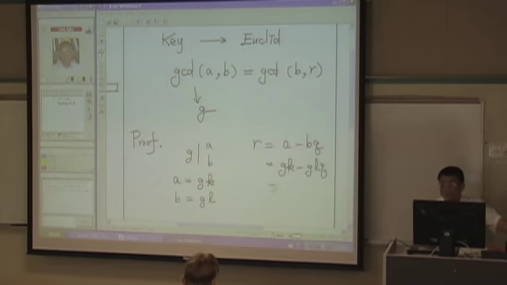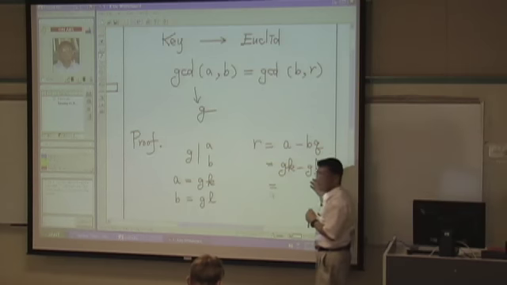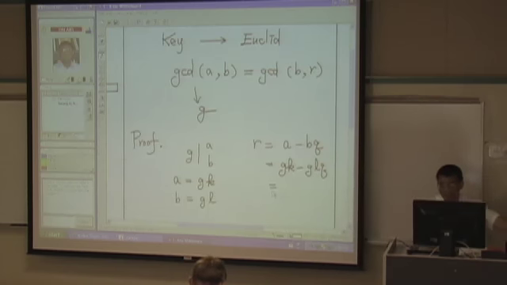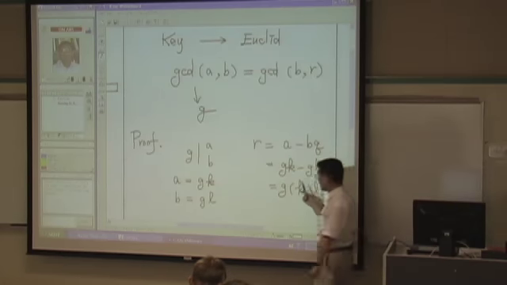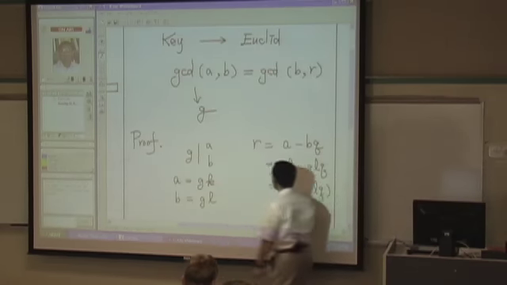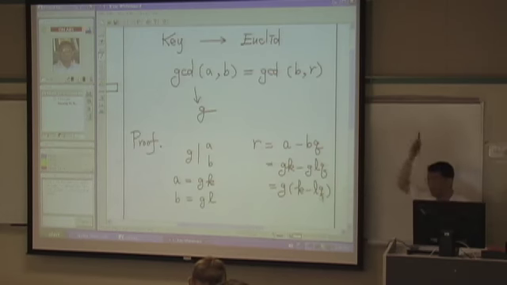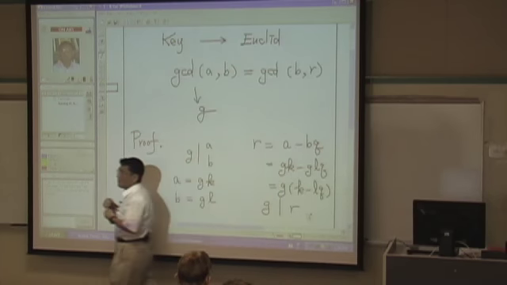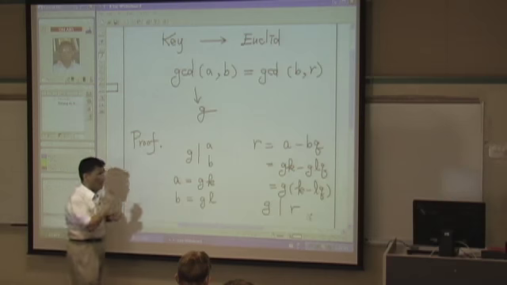Do you find the common factor here? What is the common factor? G is the common factor. Then G times (K minus LQ). All the characters are integers, right? Because of this reason, if I convert this back to divisibility language, what is it? This says G divides R. In other words, the GCD of A and B is a divisor of R.